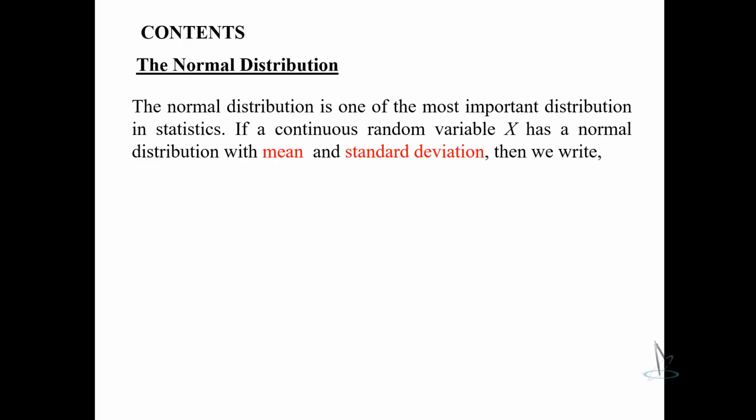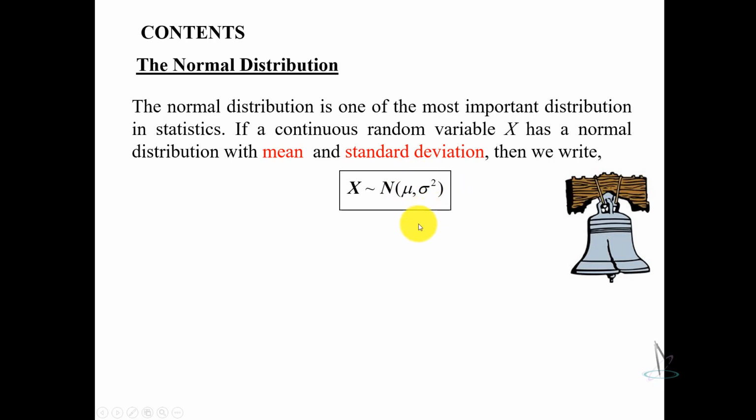The normal distribution is one of the most important distributions in statistics. If a continuous random variable x has a normal distribution with mean and standard deviation, then we write x as a normal distribution. This is basically the mean, and this is actually the variance, or you can say it is the standard deviation squared.